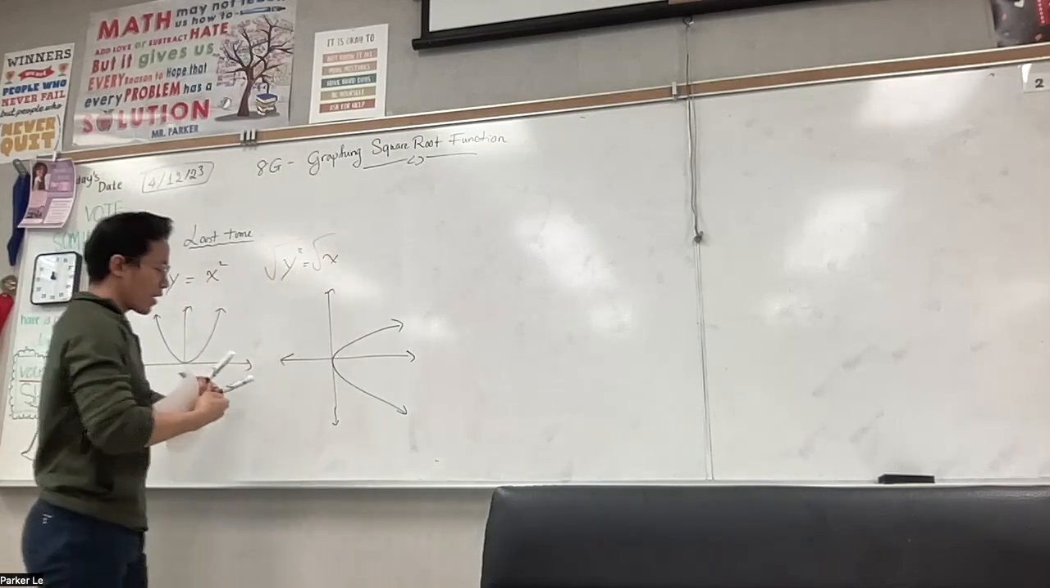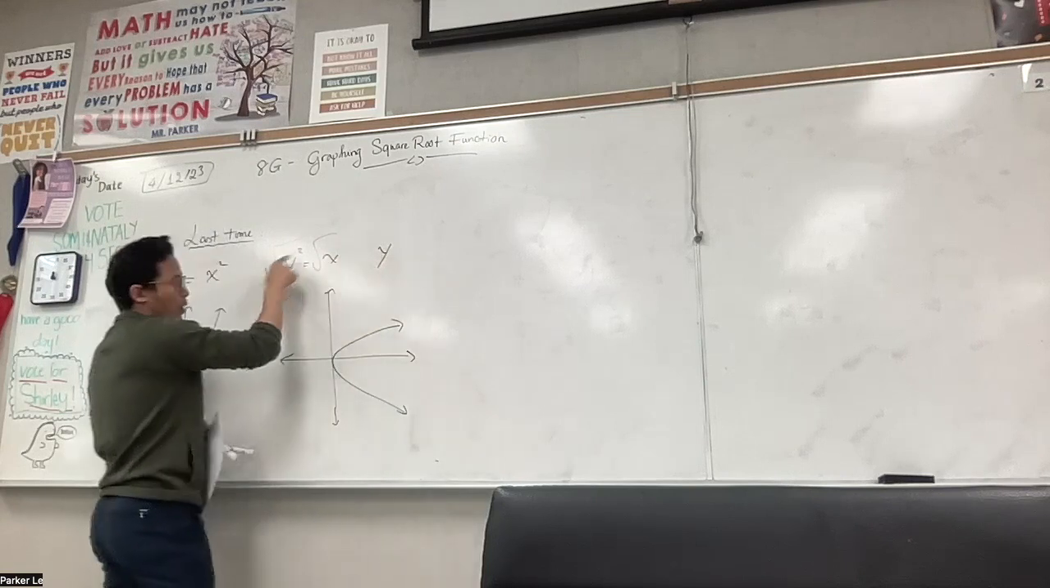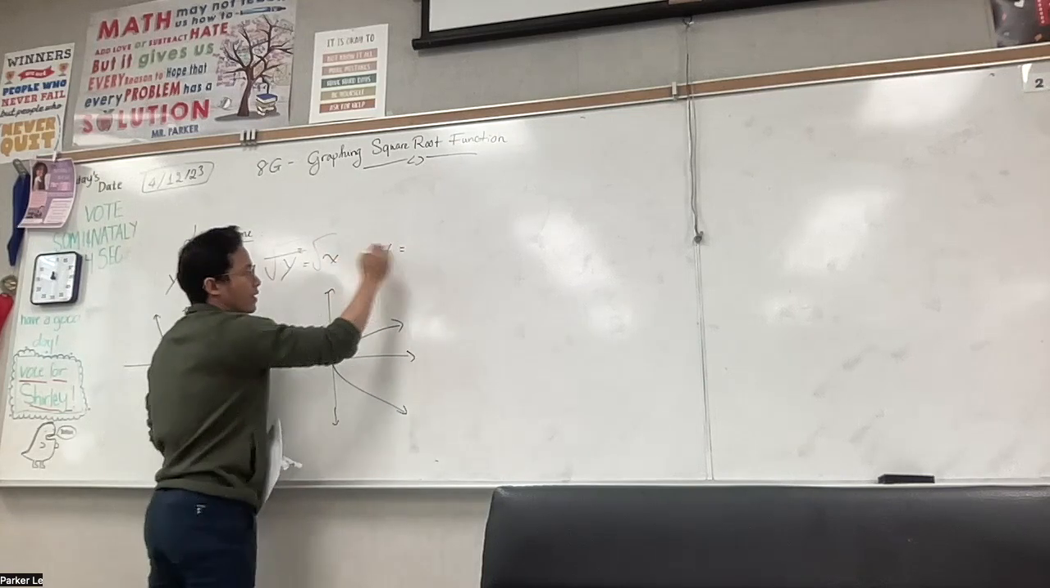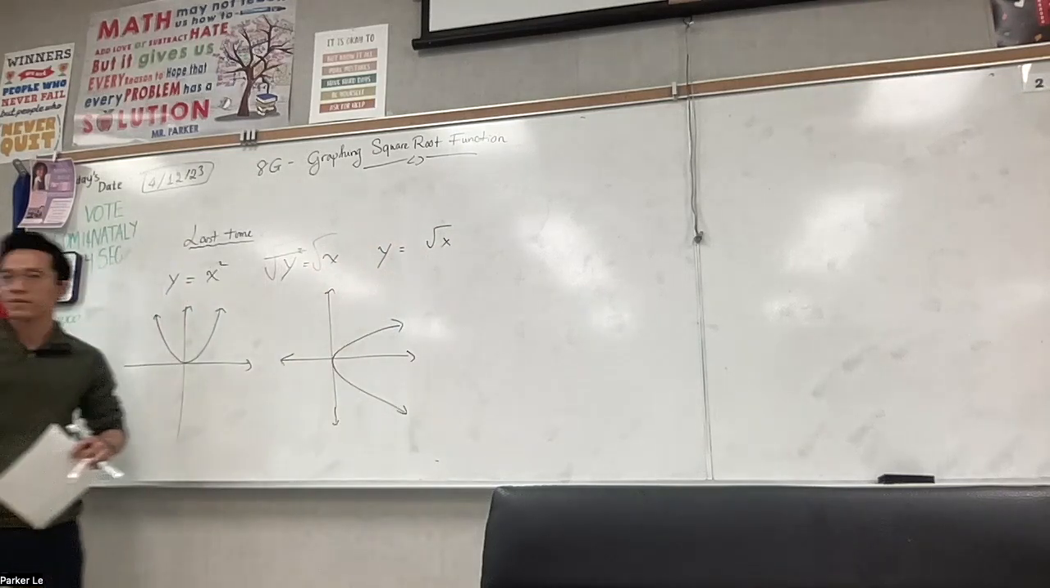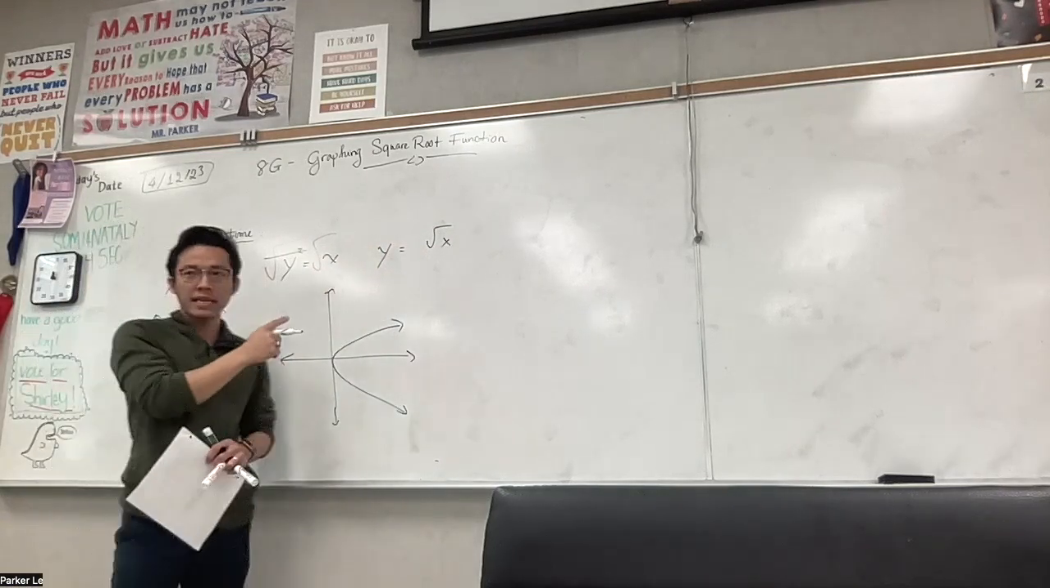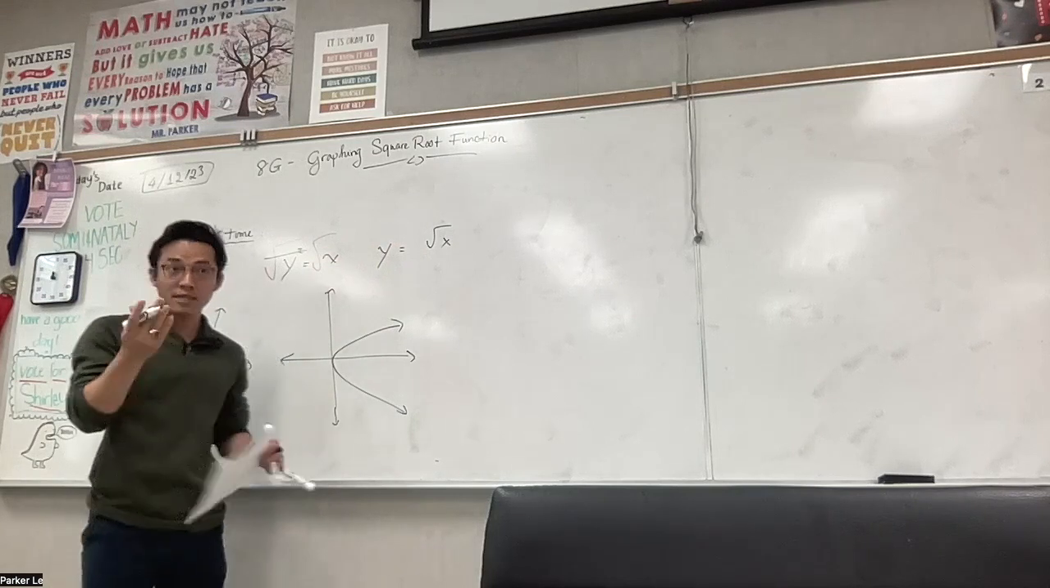Okay, so after we square root it, what do we have? I have y, and the square root and square cancel out. And how about the square root of x? Do I miss anything? Plus and minus. Very good.